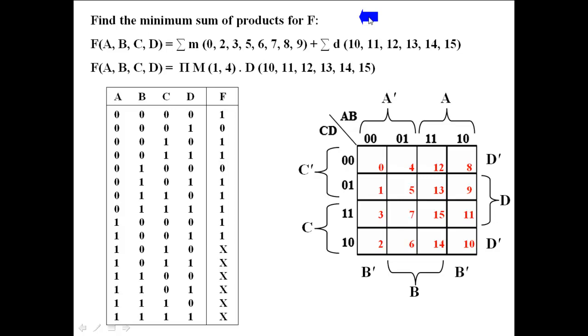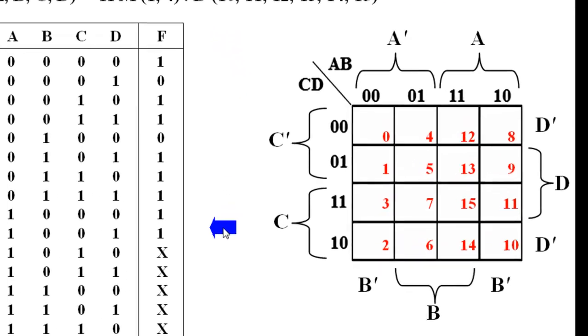Welcome. We are going to find the minimum sum of products for f using Karnaugh map. F is written in three forms for illustration: the min-term expansion, or the standard sum of products, the max-term expansion, or the standard product of sums, and the truth table.